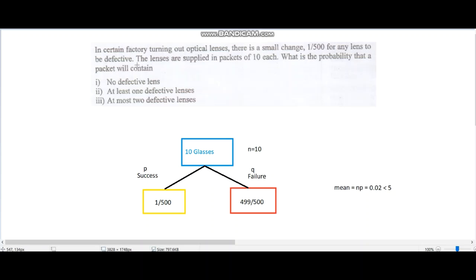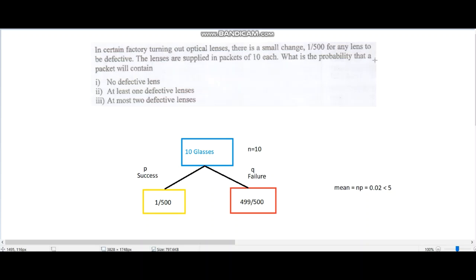That means when we perform the experiment, we'll perform it on these 10 lenses. That means this is a packet. So this is an independent case. You check whether a glass is defective or non-defective, and you put that glass back into the packet, and you shuffle it, and you perform the experiment again. So this experiment will be conducted 10 times.